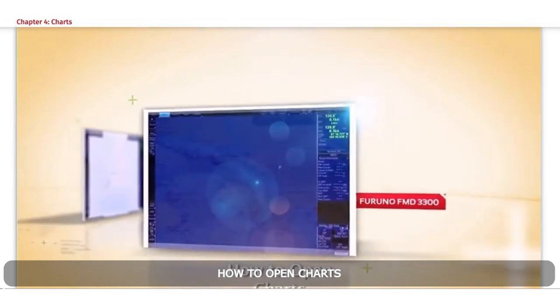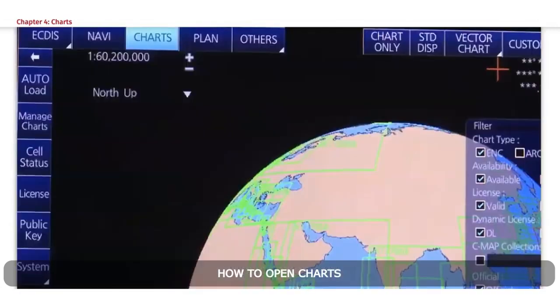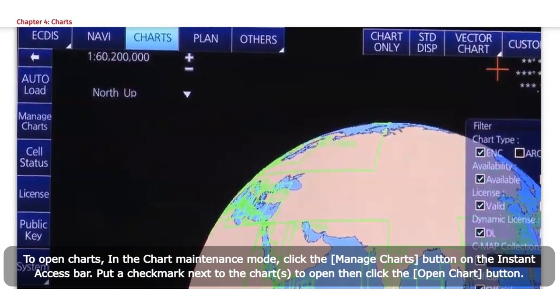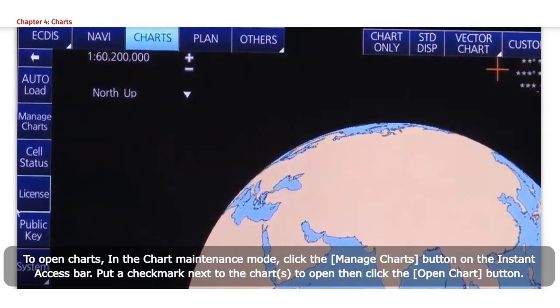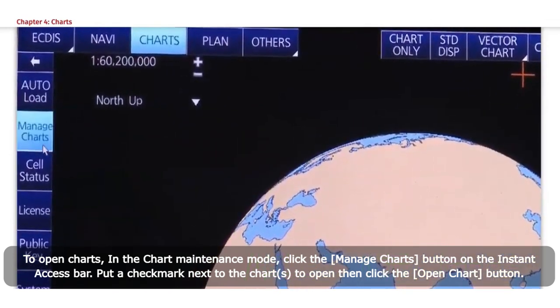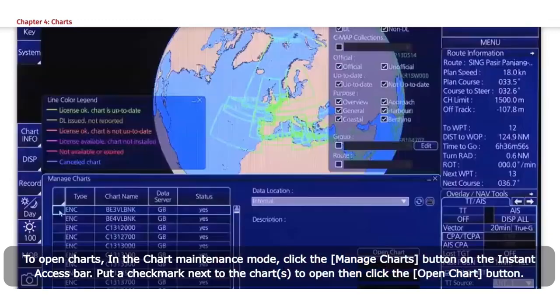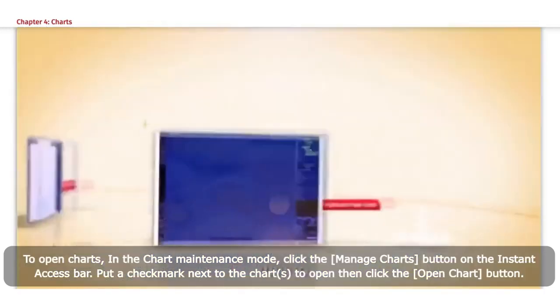How to open charts. To open charts, in the Chart Maintenance mode, click the Manage Charts button on the Instant Access bar. Put a check mark next to the charts to open, then click the Open Chart button.